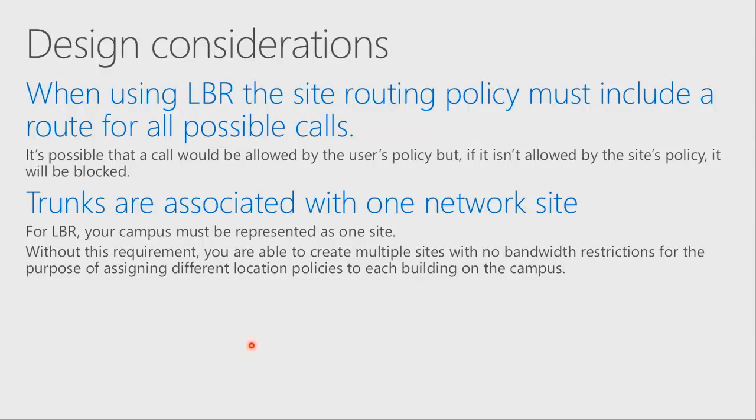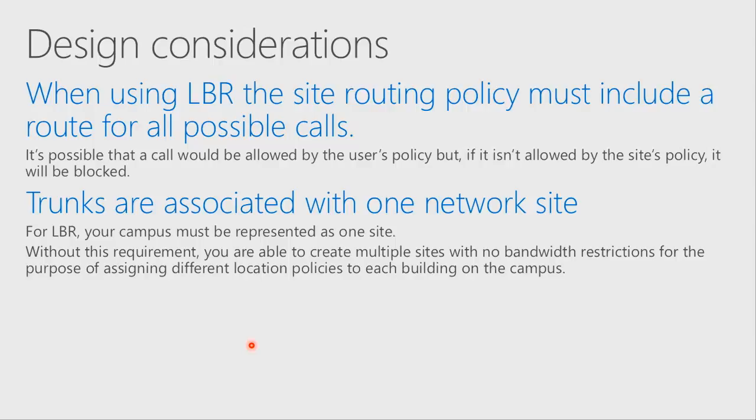If you didn't put international call routes on there, then the call would end up being blocked, maybe even when it shouldn't. It's not like we fall back to their policy again. Trunks, which are gateways, are associated with only one network site. And this is a little disappointing to me.